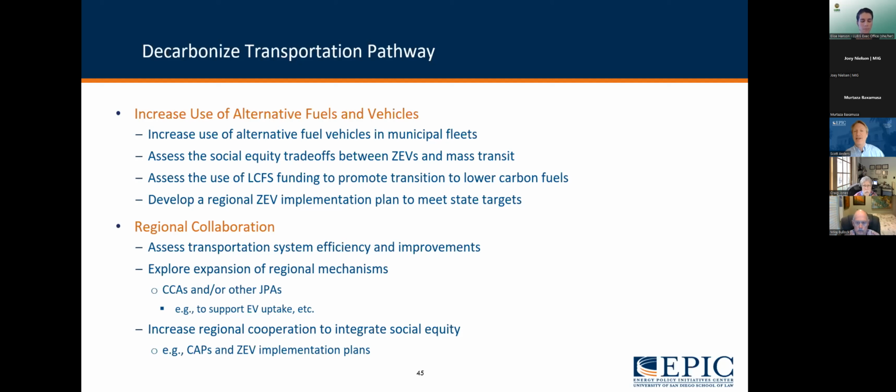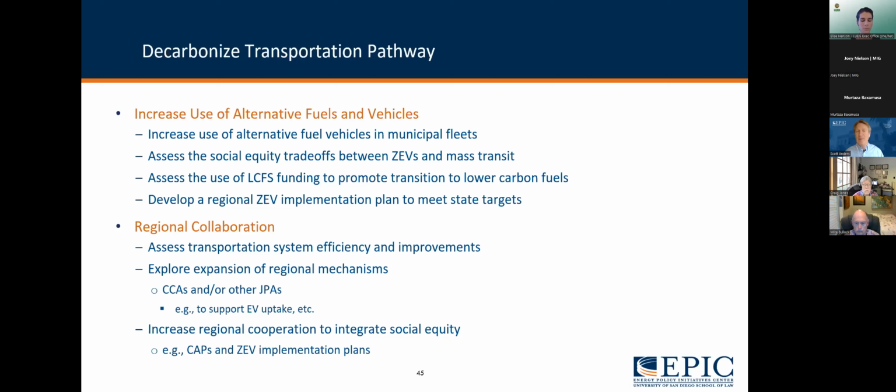In the area of increasing alternative fuels and alternative fuel vehicles, there is an opportunity to increase the use of these technologies in municipal fleets and to assess the equity trade-offs between zero-emission vehicles and mass transit, to assess the use of low-carbon fuel standard funding to promote these technologies, and to develop a regional zero-emission vehicle implementation plan to meet state targets. For those of you who follow this particular area, there is an effort underway in San Diego called the Accelerate to Zero project, and they're starting on a pathway for this zero-emission implementation plan.